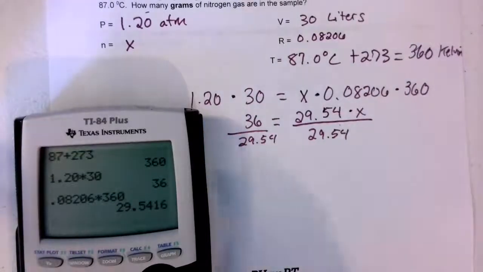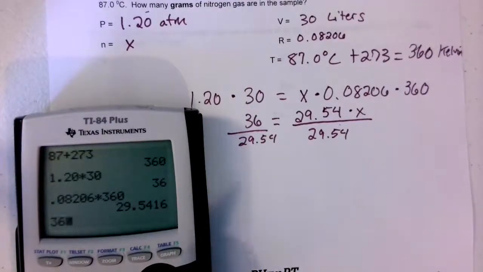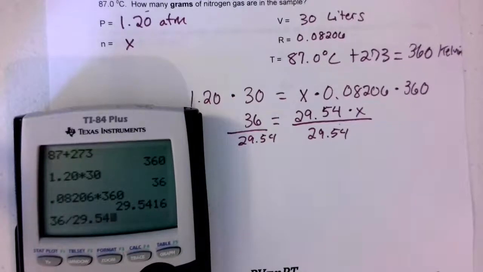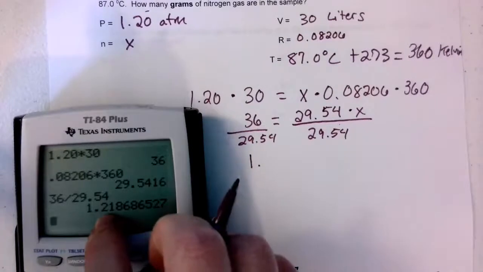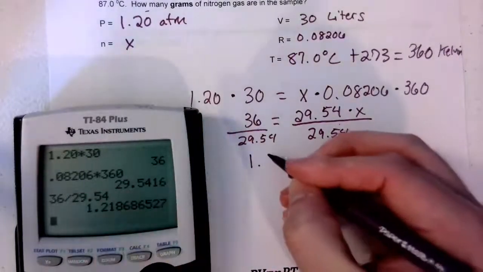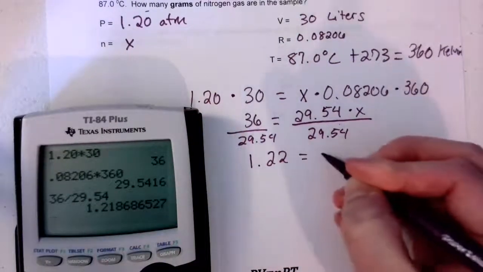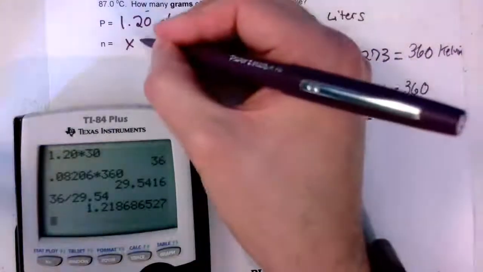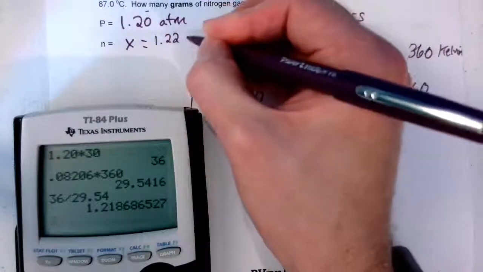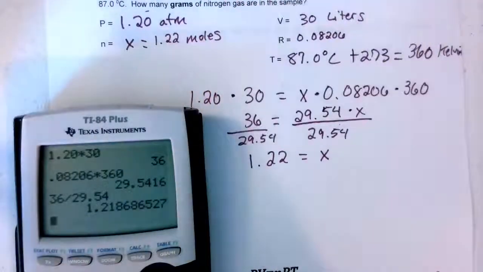Okay. And now in my calculator, I'm going to do 36 divided by 29.54. And I got 1.218, so I'm going to round that to 1.22. And then over on this side, we've just got x. Alright, so we've got x equals 1.22 moles.